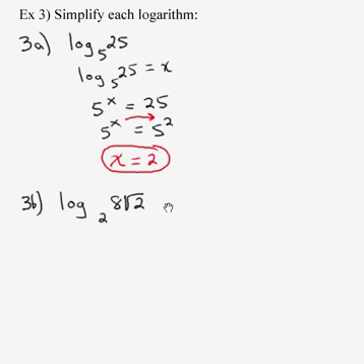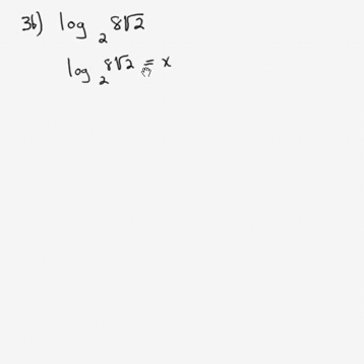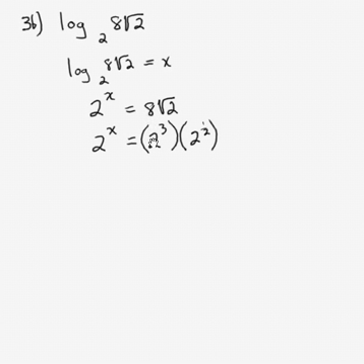This is saying 2 to what power is 8 square roots of 2? So we don't know just yet. Let's just say that equals x. Let's rewrite it in exponential form. The base 2 to the x power is equal to 8 square roots of 2. 8, let's write that as 2 cubed. And we've already learned that the square root of 2 is the same as 2 to the 1/2 power.